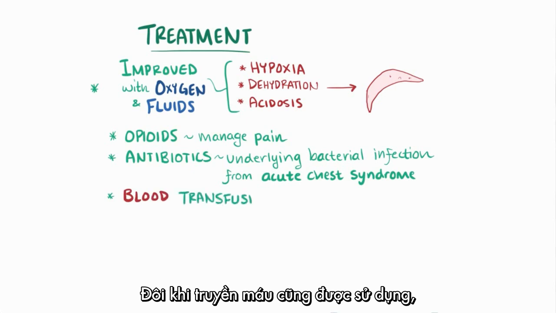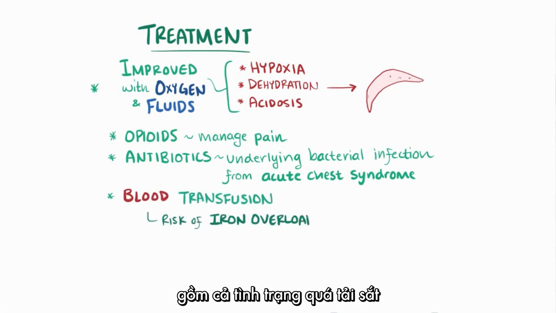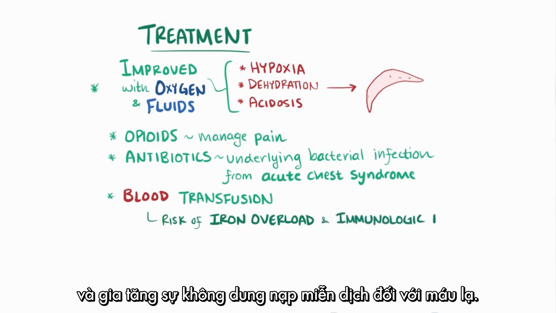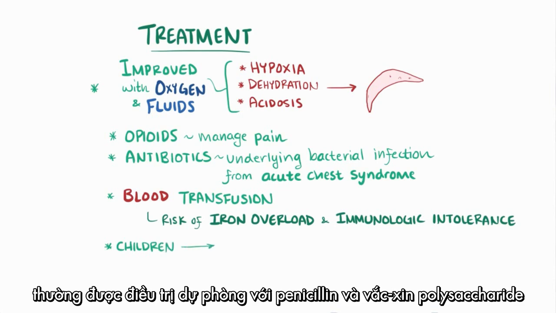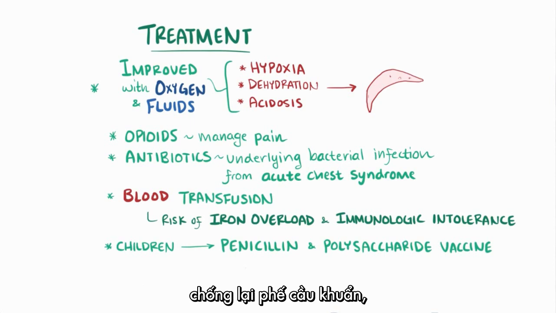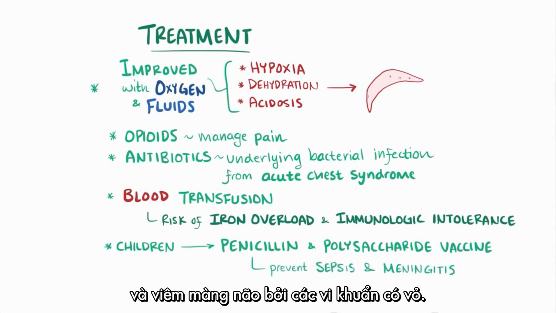Occasionally, blood transfusions are also used, but the risks of multiple transfusions include iron overload and developing immunologic intolerance to foreign blood. Finally, children with sickle cell typically get prophylaxis with penicillin and an additional polysaccharide vaccine against Streptococcus pneumoniae to help prevent sepsis and meningitis with encapsulated bacteria.